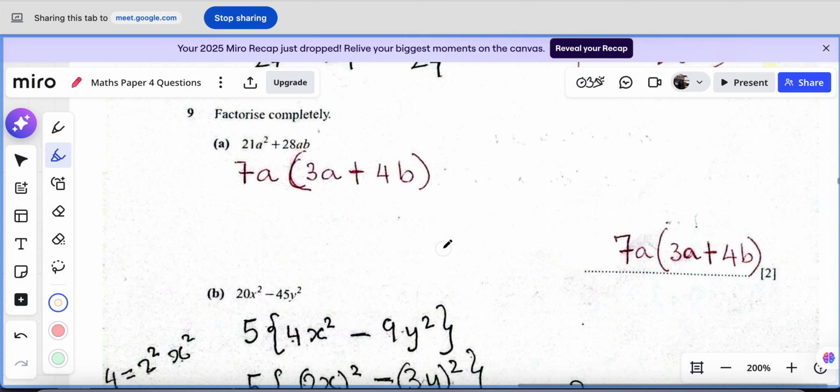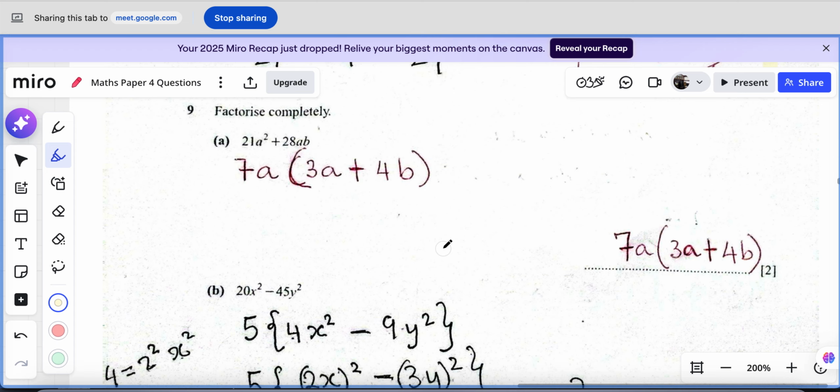Now we move to question 9. Question 9 says factorize completely this algebraic expression, 21a squared plus 28ab. We're going to look for the highest common factor between 21a squared and 28ab, the highest factor that can go into both. 7 is the highest one for the numbers, because 7 can go into 21, 7 can go into 28, and it is the highest of them all.